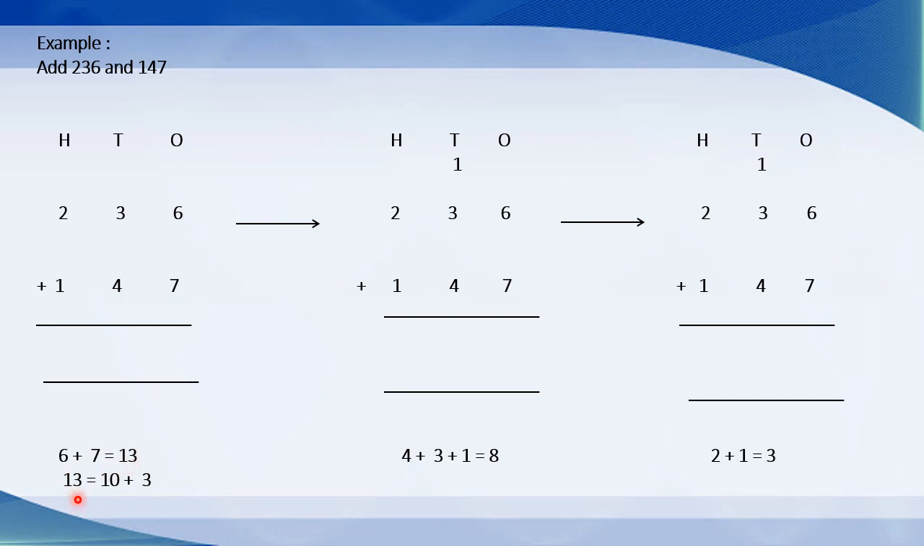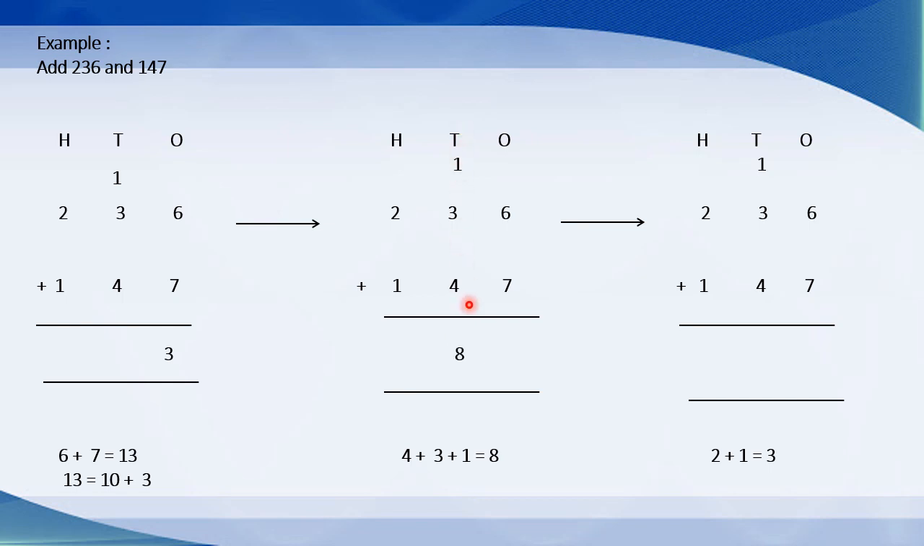While we are expanding 13, what is the result, children? It is 10 plus 3. So in 13, 1 ten and 3 ones are there. So we have to write here 3 ones and we have to carry over the 1 ten here. Then now we have to add all these three numbers, that is 1 plus 3 plus 4. What is the answer? Yes, see here it is 8. 8 we have to write here.